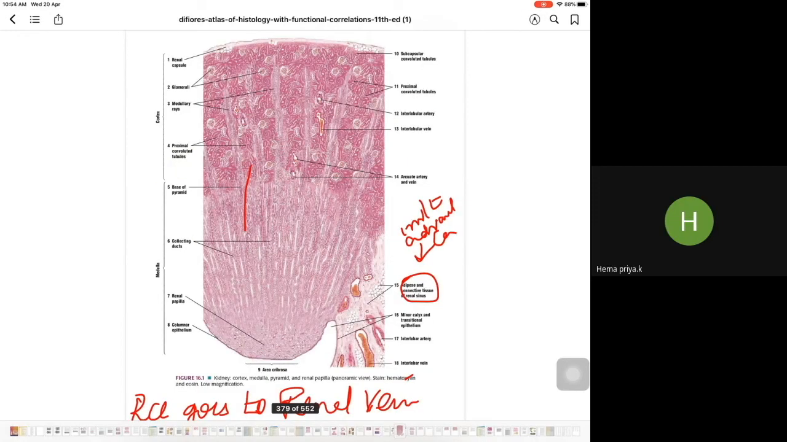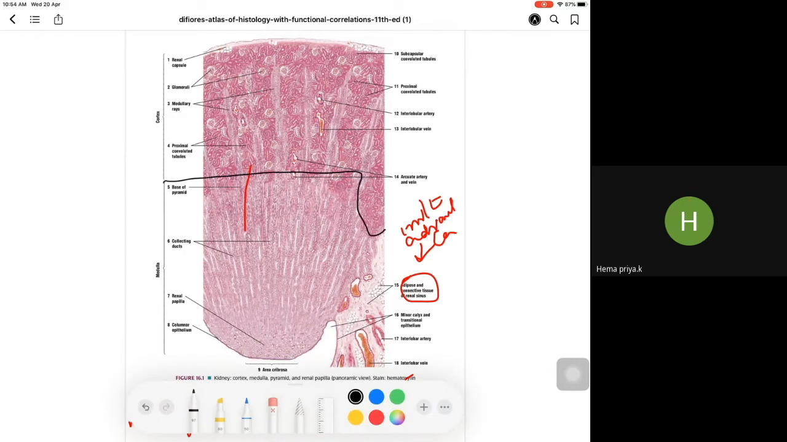Point 1. Kidney, cortex, medulla, pyramid, and renal papilla. Panoramic view, stain hematoxylin and eosin, low magnification. Cortex and medulla are divided into two. Glomeruli are seen only in the cortex. And another thing you have to remember, the cortex and medulla are divided by the arterial system, the arteriovenous system, and these are known as arcuate arteries because they are like an arch. Arcuate is like an arch, and from here the blood vessels go in a radiating way.